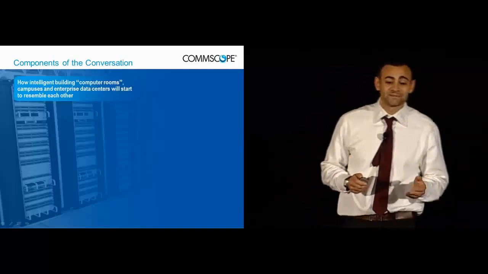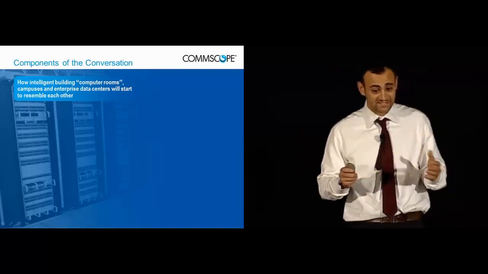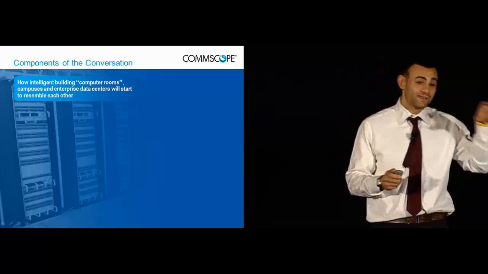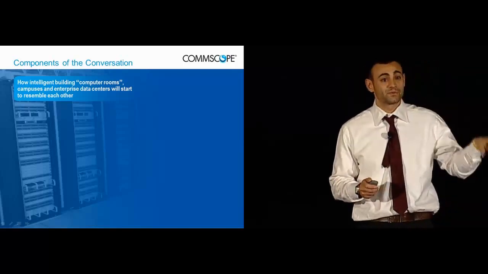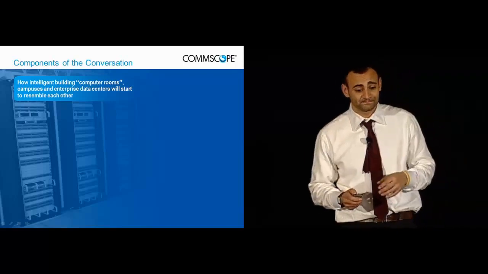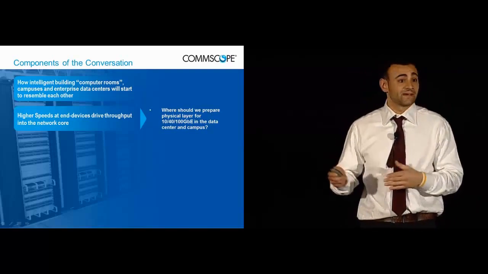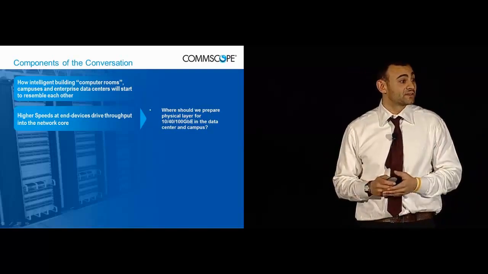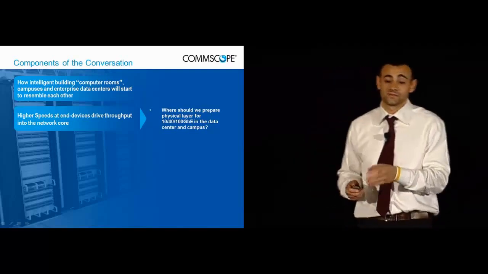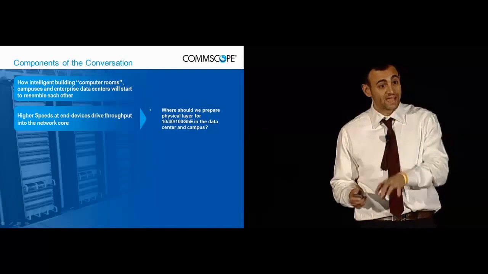So how do the intelligent buildings and computer rooms and campuses and the enterprise data center, how are they going to start to resemble each other? Some of the networking gear that lives in the campus computer rooms, you'll start to see that in the data centers, and vice versa. So when we talk about higher speeds at the end devices, when we talk about that 10G LAN on motherboard, how do we prepare for this migration 10 to 40 or 100 in the campus and the data center with respect to access and core?